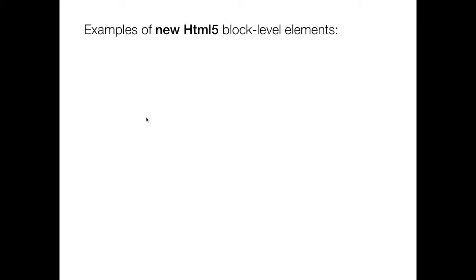Examples of new HTML5 block level elements are the header, footer, section, nav. There are others, of course. The header, we all know that the header usually in a website is at the top, and it contains a navigation, the logo of the company or service, and so forth. The footer is at the bottom of the page. It contains copyright information, contact information. The nav element is for the navigation, which is sometimes in the header, sometimes it's in a sidebar, and so forth. The section element is to create sections.